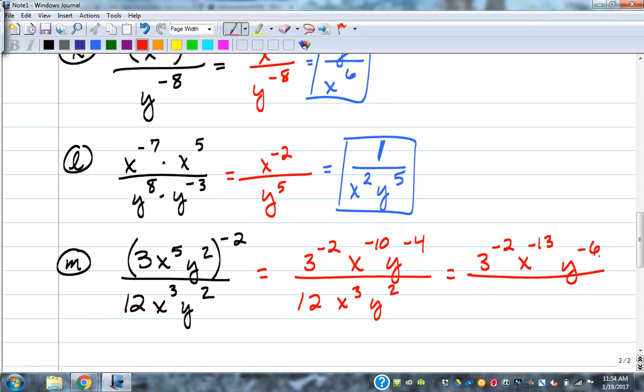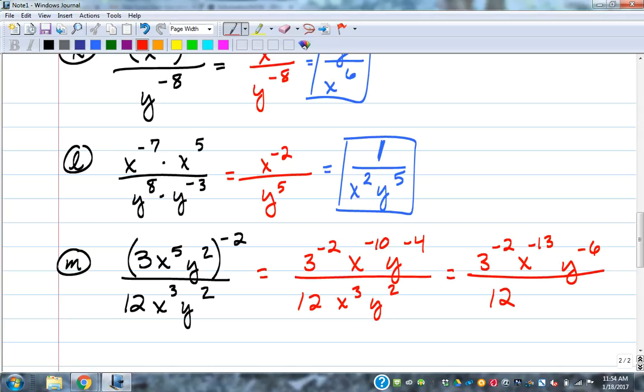What's still in the denominator? 12. The x and the y have been taken care of over here. Okay? We did the subtraction rule. Answer always goes to the top with the subtraction rule. Always. Okay? Now, let's fix some stuff.